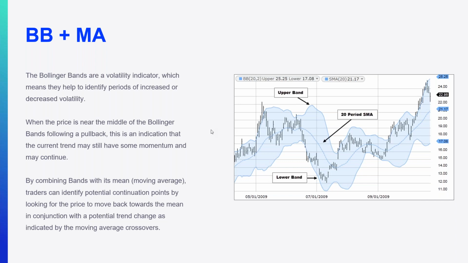And we also look at the volatility, which is very, very important, because if we don't have volatility, there are no breakouts, okay? So when we are near the middle of the Bollinger Band, which is actually just the 20-period SMA, the bands follow a pullback. Okay, this is an indication that the current trend may still have some momentum and could continue higher, depending on the slope of the bands and of the moving average, of course. By combining bands with its mean, which is the moving average, traders can identify potential continuation points by looking for the price to move back towards the mean in conjunction with potential trend change as indicated by the moving average crossovers. Okay, again, we're using a crossover here.